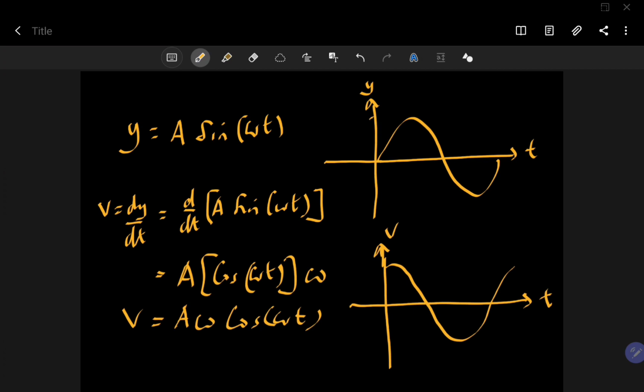Before that, for y against t, the y-axis is not representing amplitude. And then for the v against t graph, the y-axis is not representing A omega.